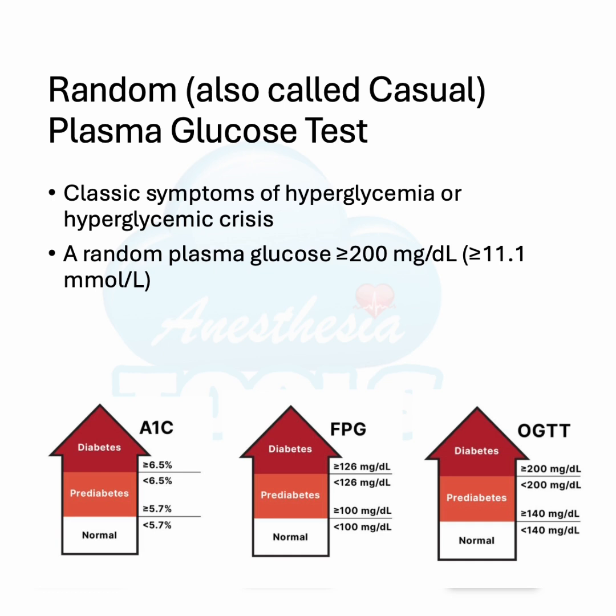In an individual with classic symptoms of hyperglycemia like polyuria, polydipsia, and unexplained weight loss, or hyperglycemic crisis like diabetic ketoacidosis or hyperglycemic hyperosmolar coma, a random plasma glucose more than or equal to 200 milligrams per deciliter, that is more than or equal to 11.1 millimoles per liter.